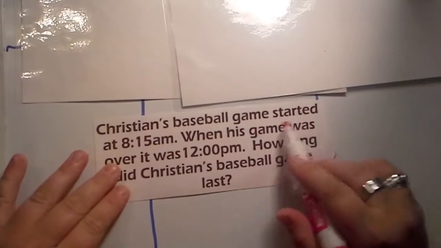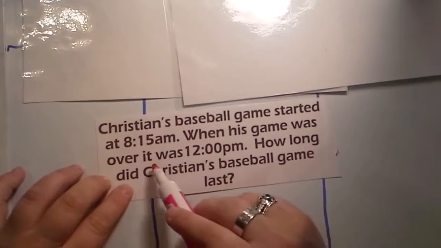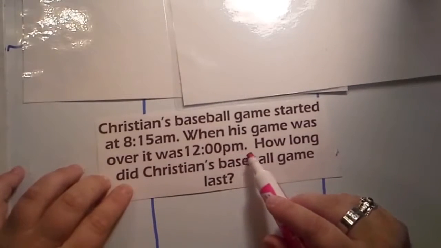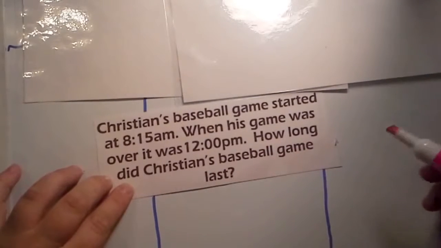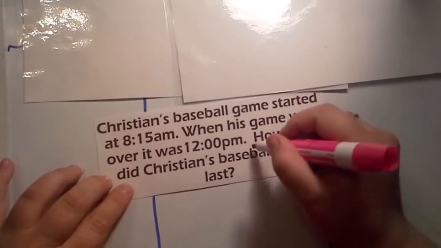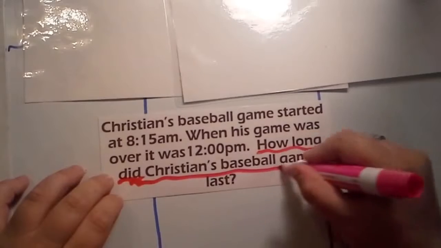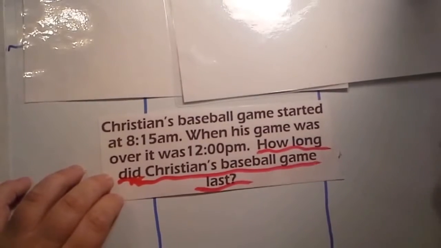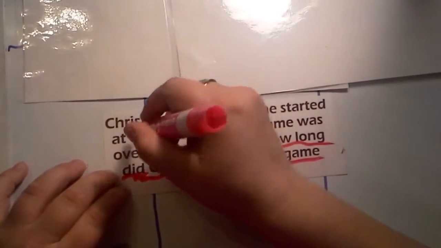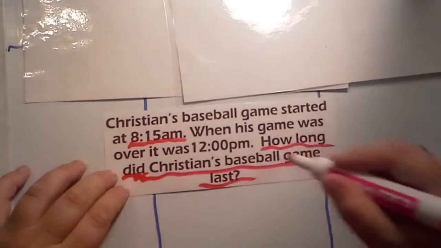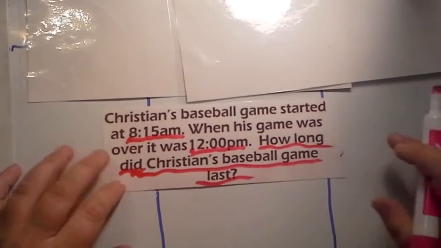Christian's baseball game started at 8:15. When his game was over, it was 12 p.m. How long did Christian's baseball game last? So I'm going to underline how long did Christian's baseball game last. That means I need to know my start time and end time. The start time is 8:15, and the end time was 12 p.m.